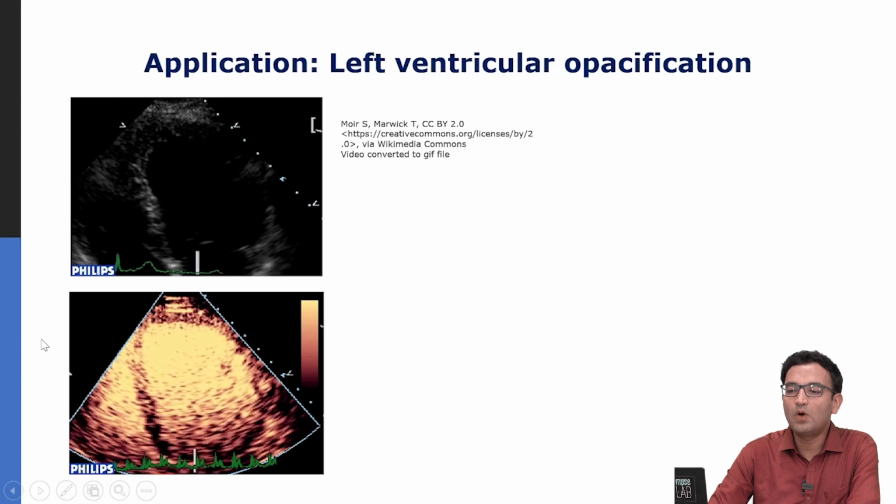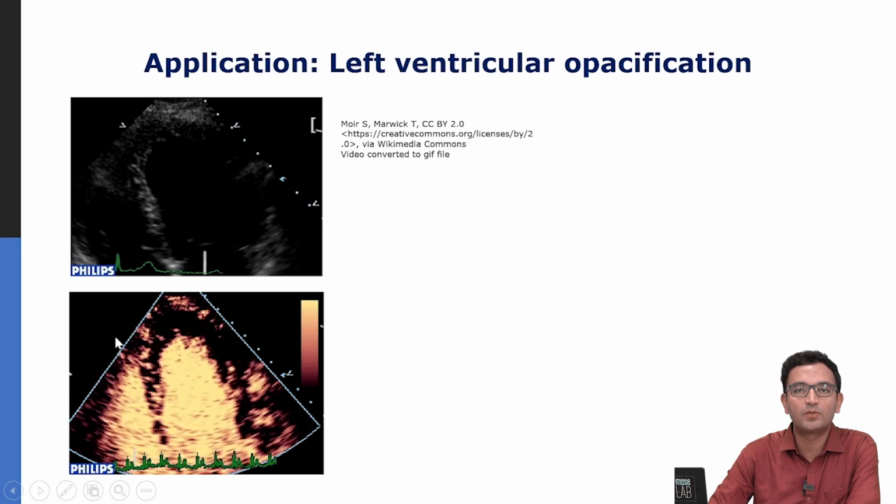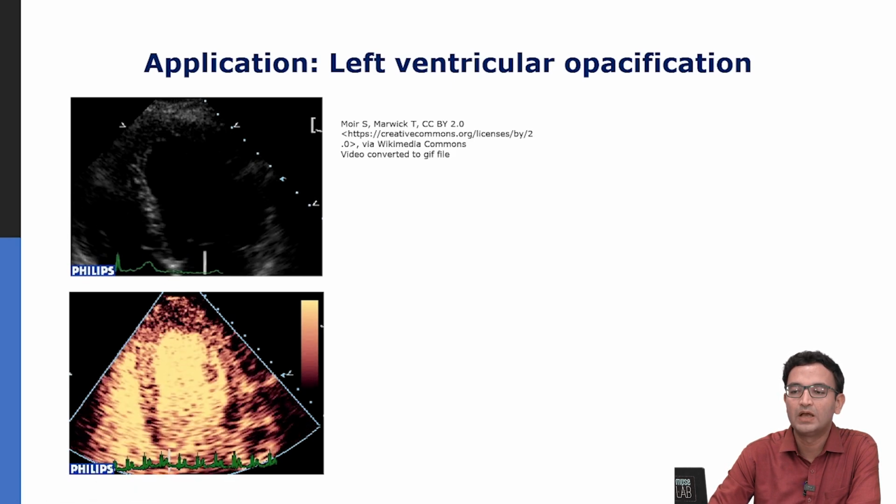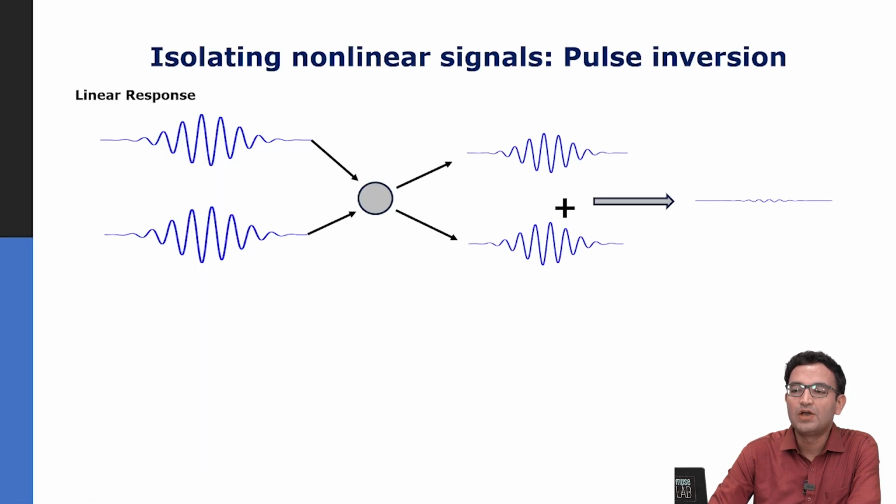Now, if we want to sensitively visualize the microbubbles while suppressing the background, then we need approaches which will help isolate nonlinear signals. So you would say, well, these bubbles are very strong scatterers, so why do we really need nonlinear signals? Why can't we simply rely on linear signals? And the bubbles would scatter much more than the background tissue and hence be differentiated.